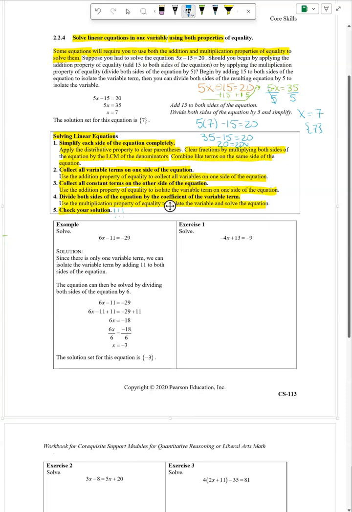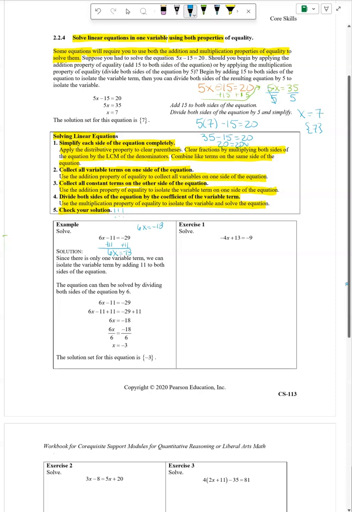Here we can solve: 6x minus 11 equals negative 29. What do we move first? The man who stands alone. So we're going to add 11 to both sides. That leaves us 6x equals negative 18. Sorry, that's a negative 18.